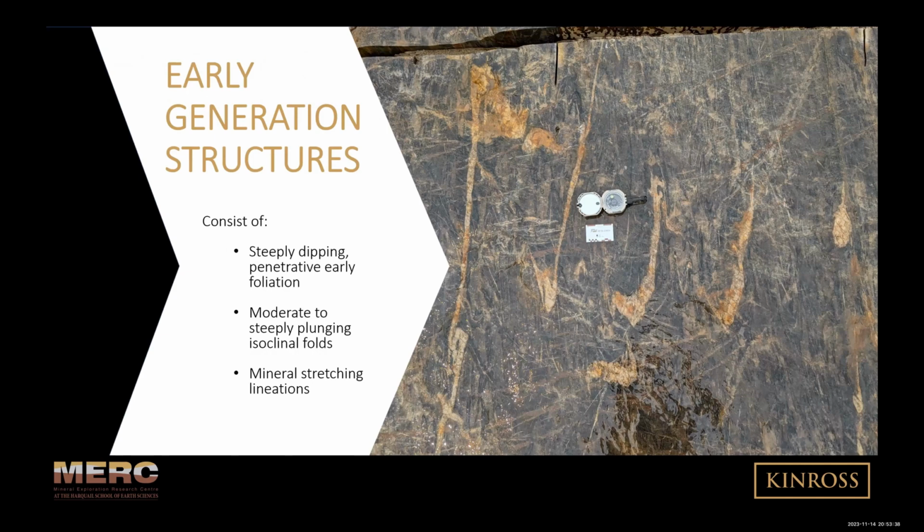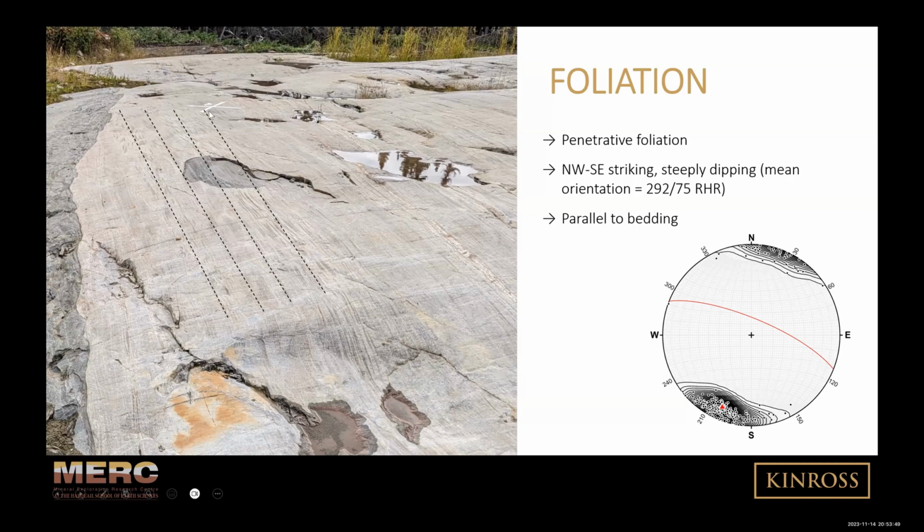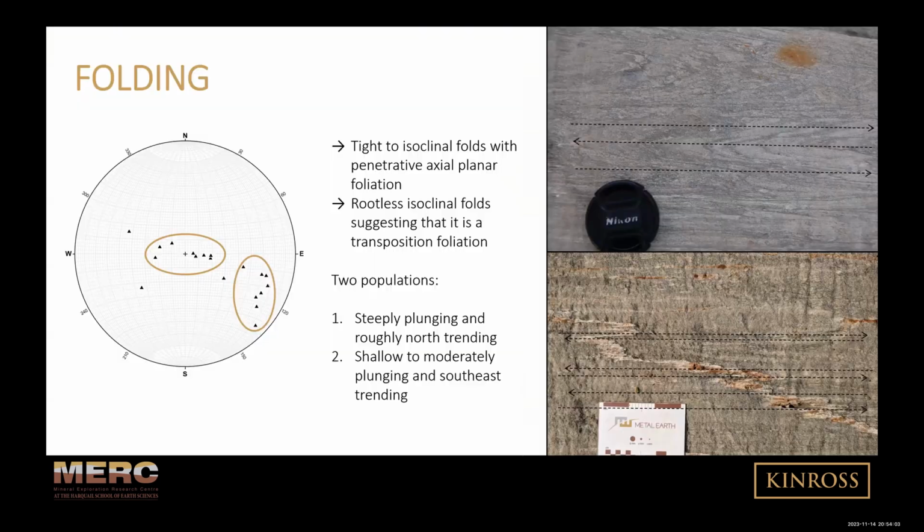Our early generation structures consist of this steeply dipping penetrative foliation, moderate to steeply plunging isoclinal folds, as well as mineral stretching lineations. Our main foliation plane is penetrative, northwest-southeast striking, parallel to the LP fault, and steeply dipping. It is parallel to bedding and locally transposes bedding. Our foliation is axial planar to these folds that we see, which are tight to isoclinal and often transpose any previous bedding or quartz veins.